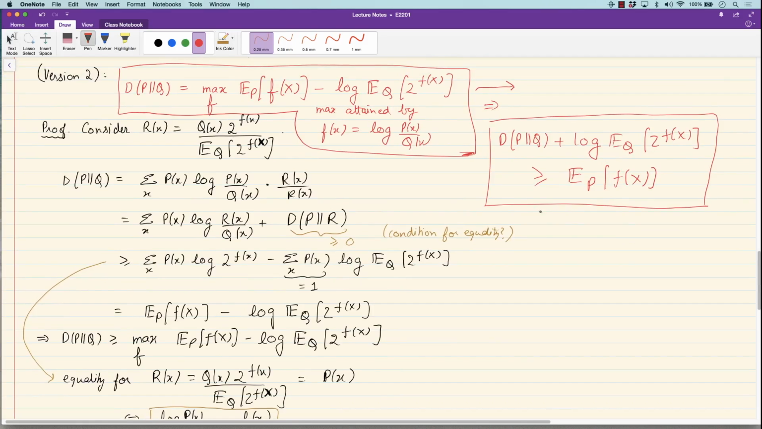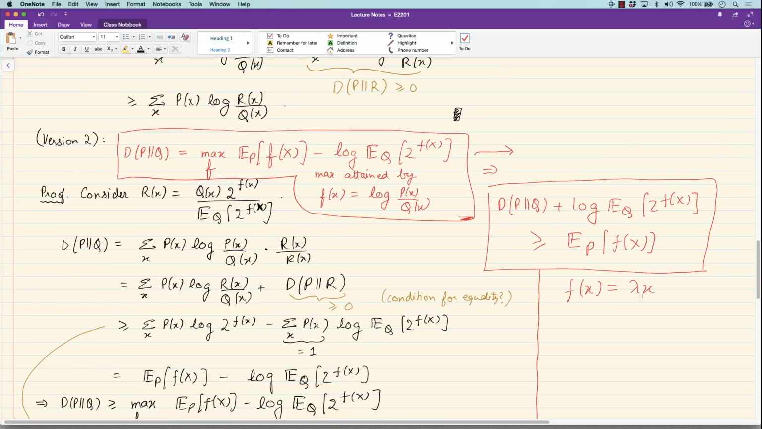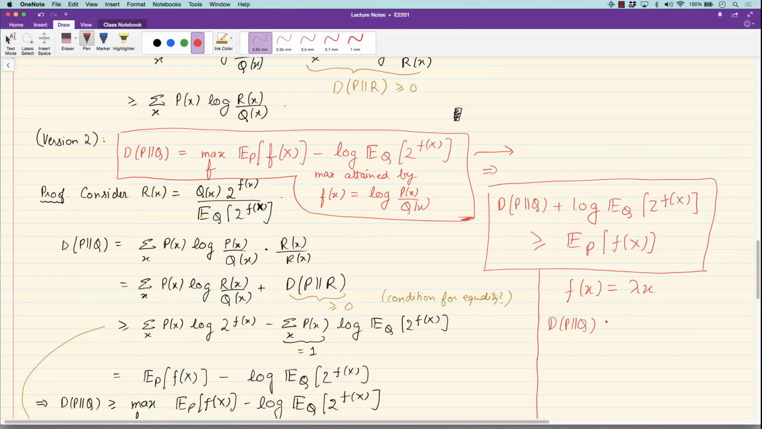This is true for any function f, but we can also substitute f(x) equals lambda x here. Okay, this is just a specific function. In this case, D(P||Q) plus the log moment generating function is greater than or equal to lambda times the expected value over P of x. Okay, so that's what we are trying to... Sorry, let me just backtrack. Yeah, so for this particular function, this inequality is the same as D(P||Q) plus log moment generating function is greater than or equal to E_P of lambda x.